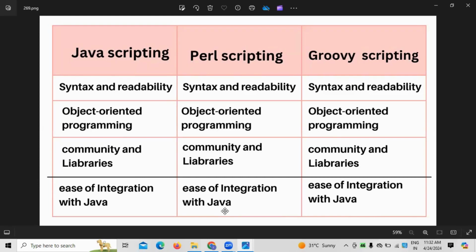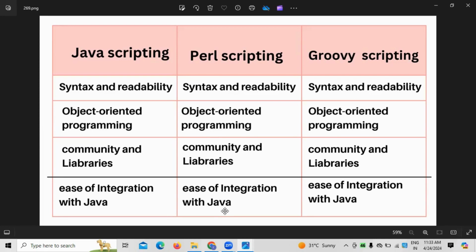The first one is syntax and readability. Syntax and readability from Java to Groovy are the same, but syntaxes are more complex in Perl scripting, majorly used when we are working on complex projects. Point number two, object-oriented programming. The basics of object-oriented programming are the same when comparing Java scripting and Groovy scripting, but slightly different in Perl scripting, because it is more low level programming where we require a lot of algorithms.